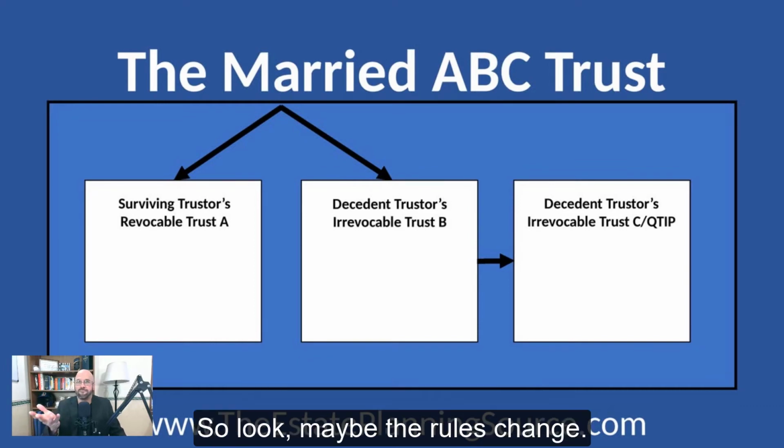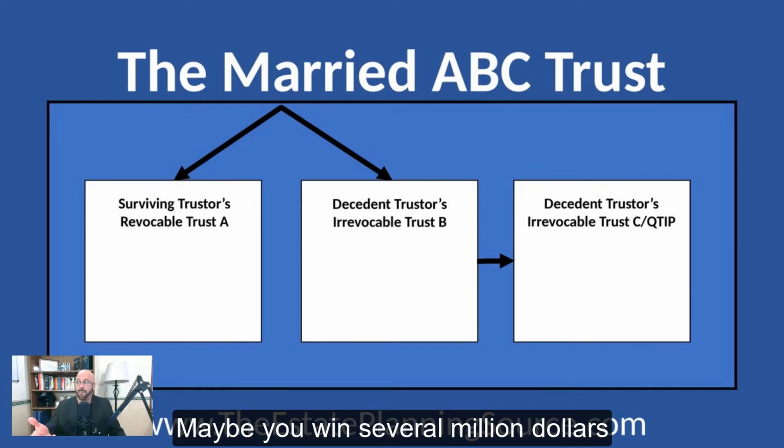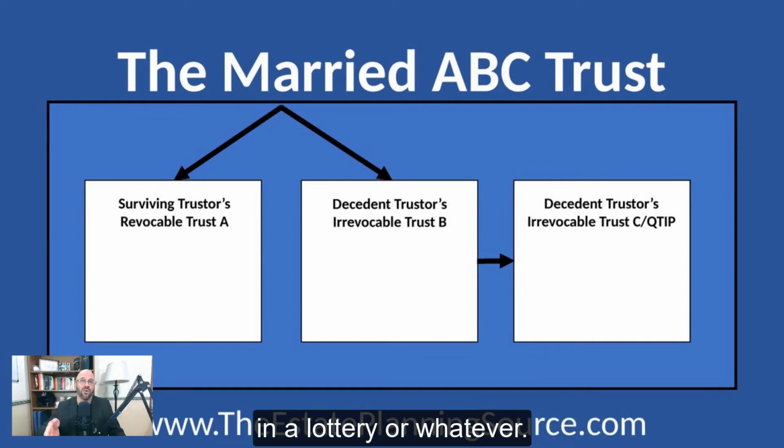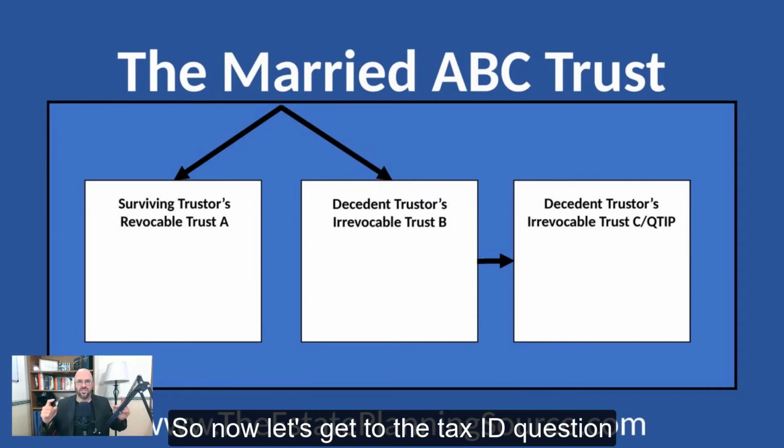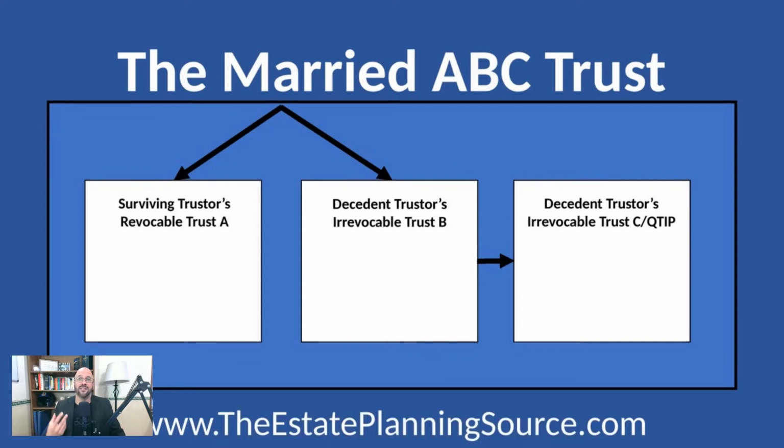So look, maybe the rules change. Maybe you win several $1 million in a lottery or whatever. Look, it's already in there. It's taken care of. So now let's get to the tax ID question that was sent in by the subscriber.